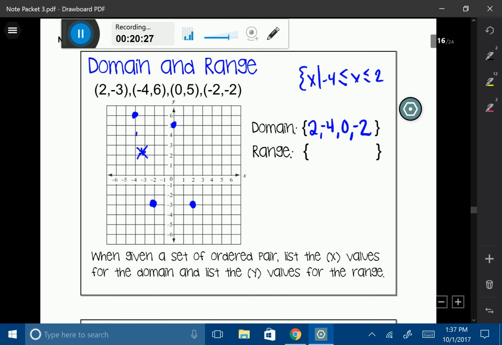Same thing with my range. My range with a set of ordered pairs is just going to be the range values that are given to me in my coordinates. So those are going to be my range values.